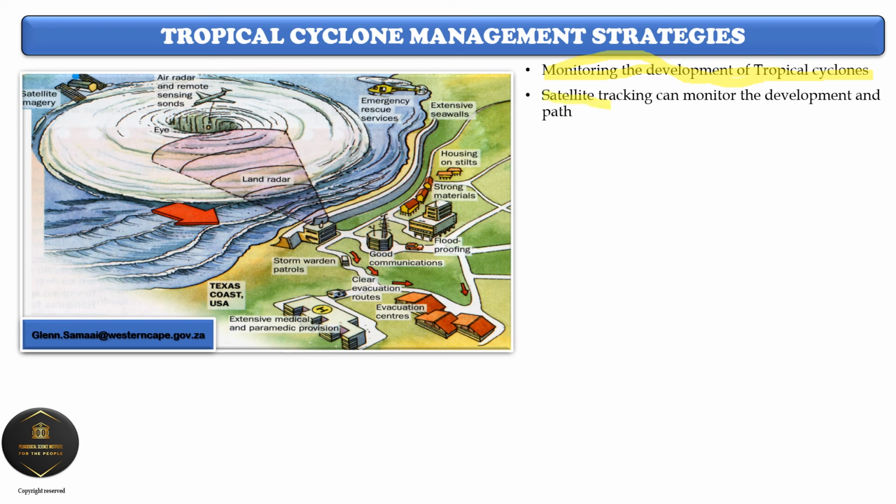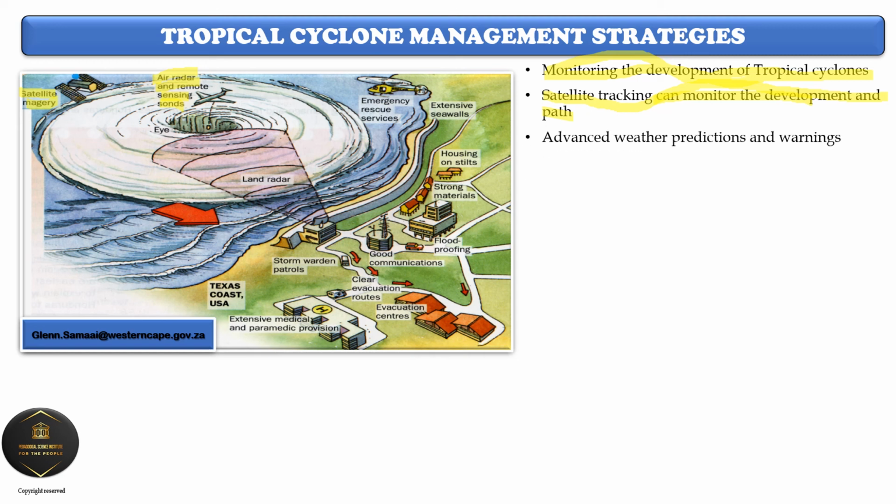Satellite tracking can be developed and used to monitor the path, so satellite images will be very helpful at that. Air radars are connected to that as well. They assist or work as remote sensing to measure the pressure of the system in the eye, which assists us in tracking it.